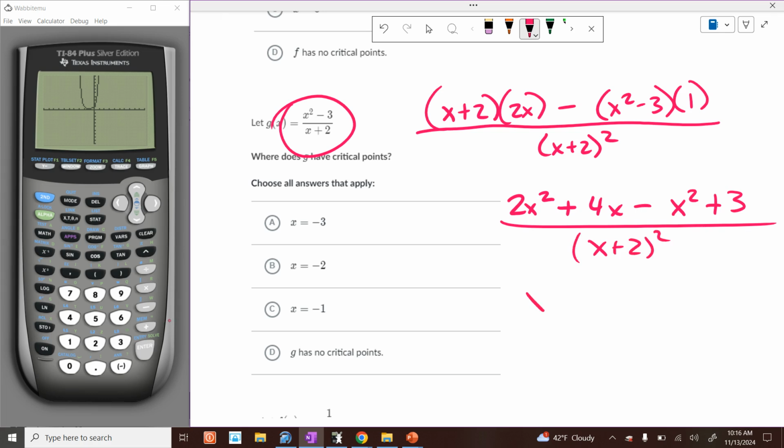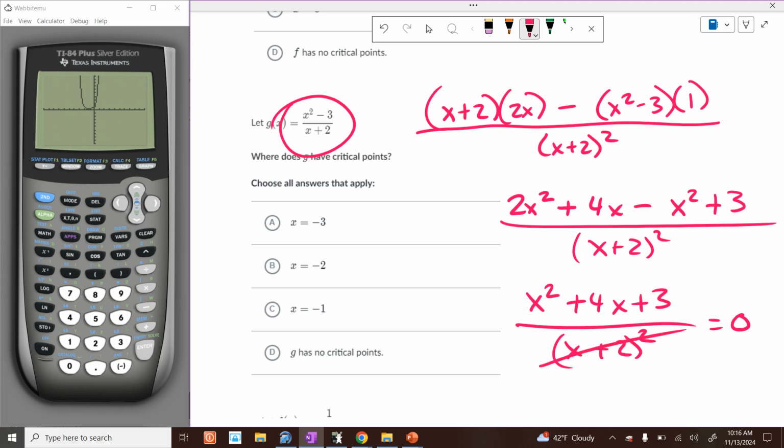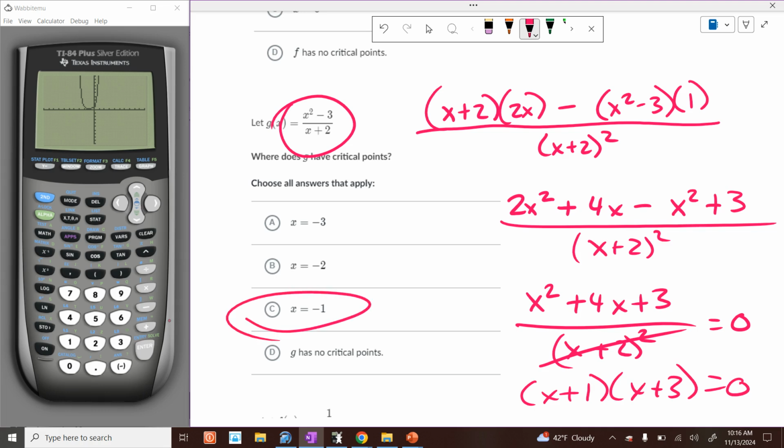So it's x squared plus 4x plus 3 over x plus 2 quantity squared equals 0. Does the denominator even matter here when I'm saying it equals 0? And the answer is no, because if I multiply both sides by x plus 2 squared, what's 0 times x plus 2 squared? 0. So it really doesn't matter. So I just have to factor this, which is easy. X plus 1 times x plus 3. They add to 4. They multiply to be 3. So our two roots are -1 and -3.